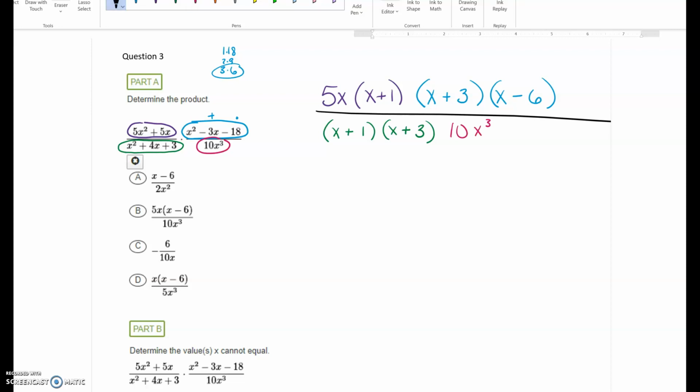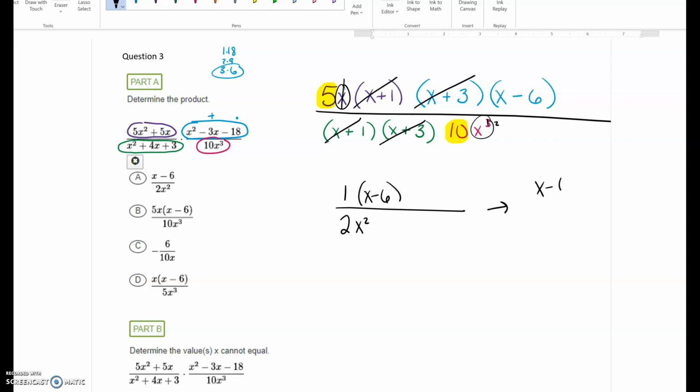Okay, now let's work on canceling. X plus 1 cancels, x plus 3 cancels. 5 over 10 is 1/2. So you can divide the top by 5, you can divide the bottom by 5. This x is going to cancel out one of the 3 x's, leaving us with 2 left over. So there's still x squared on the bottom. We also still have x minus 6 on the top. Now, do you really need the parentheses and the 1? No, this is x minus 6 over 2x squared. That's the answer.